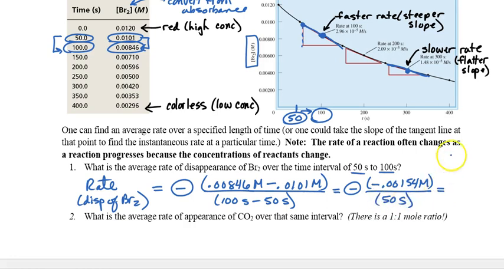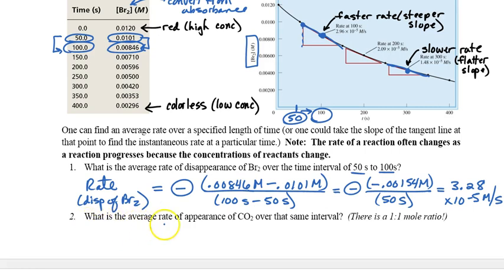When you calculate that out, you'll get a positive number, 3.28 times 10 to the minus 5, and the units are molarity per second, which is a rate. So there you go, it came out positive. That is the rate of disappearance of your Br2. So that would be great.